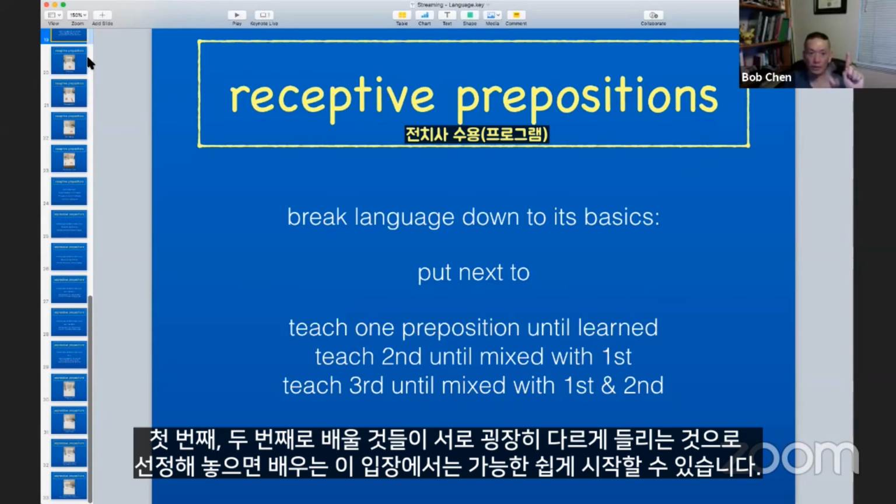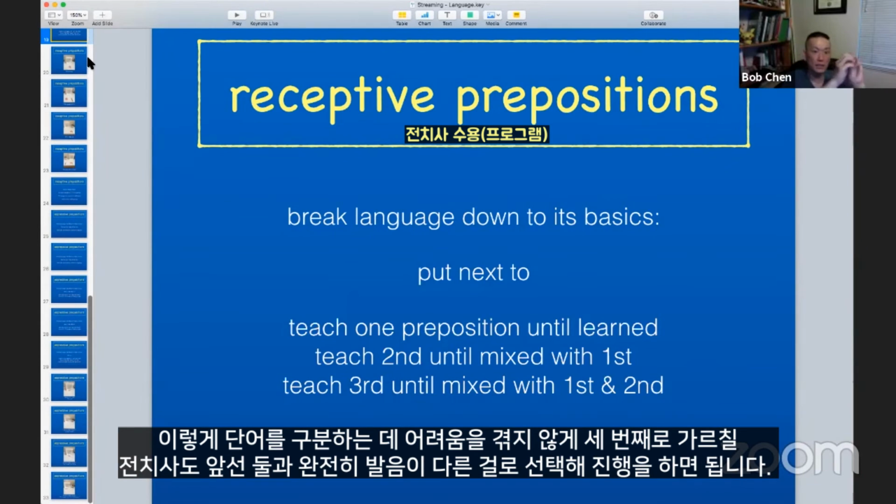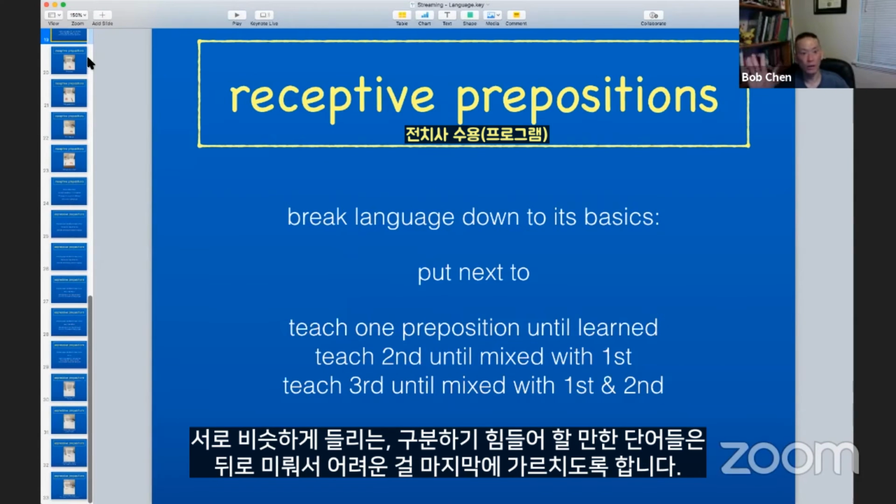The first one you learn and the second one that you learn are going to sound so different from each other that you will not have a hard time telling the difference between the 2. And you want to just keep on doing that by asking, what's the next one that's so different from these other 2, until you get toward the end. And then at the end is when you work on the hard discriminations, the words that sound similar to each other, because that's when they are going to have the difficult time.